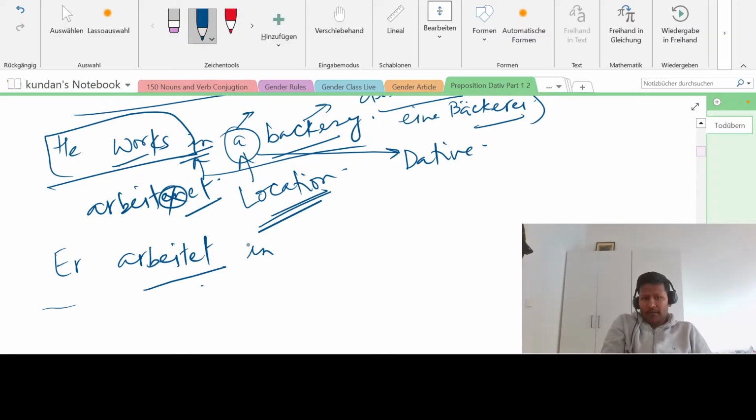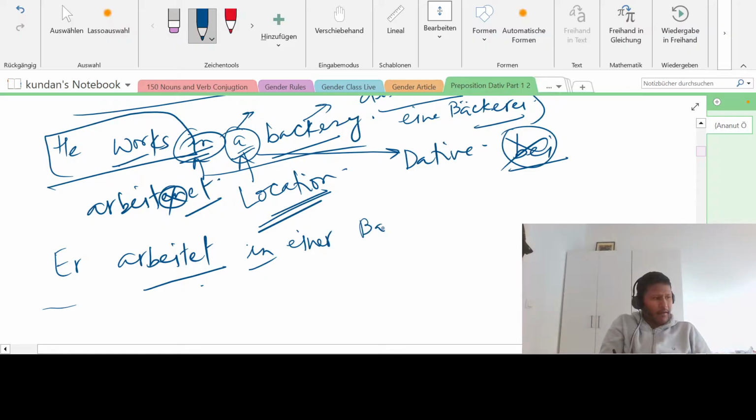Now in, we will say in. We are talking about a building in that sense, some people will say by and all that, but we will use in here. So this eine will become einer. In einer Bäckerei. Or if we say in the bakery, then it will become in der. Die will become der. Die Bäckerei will change to der Bäckerei. I hope it is very clear to everyone.